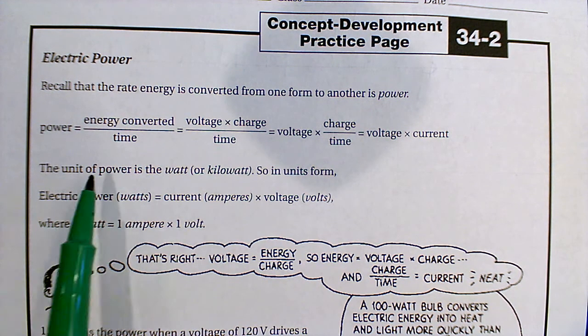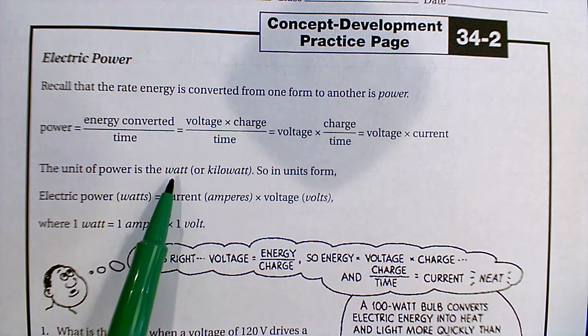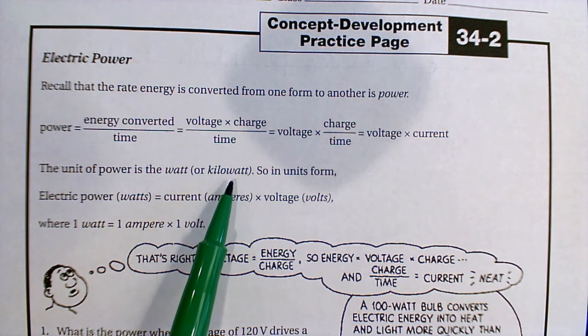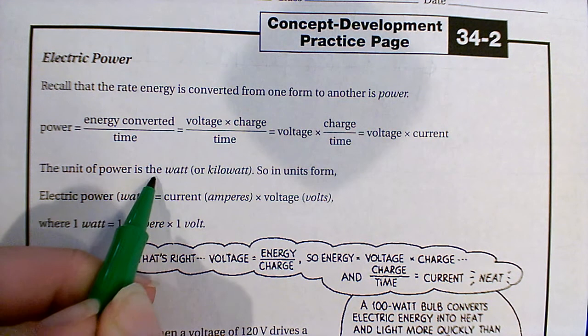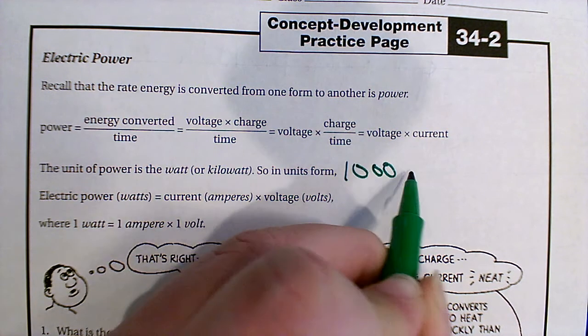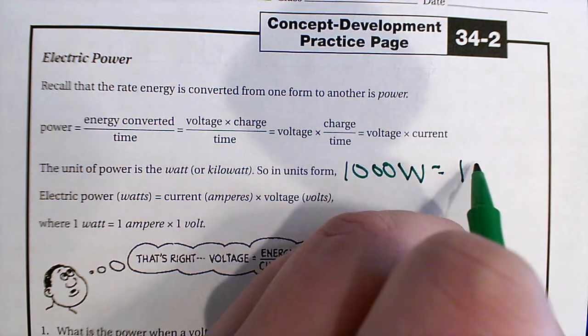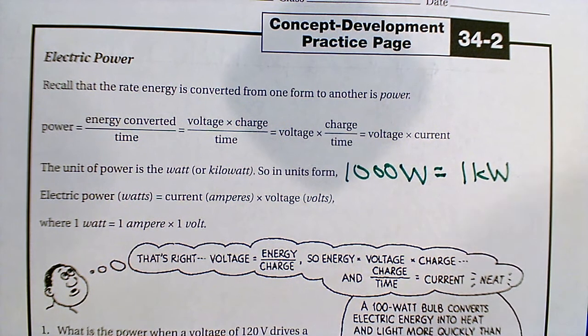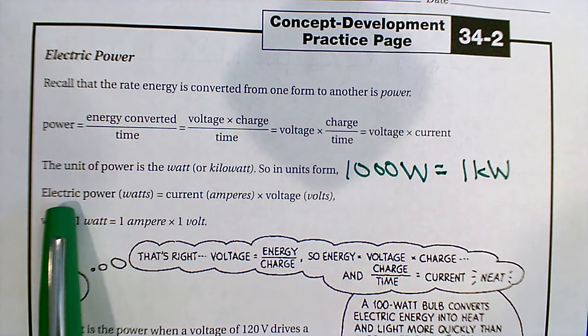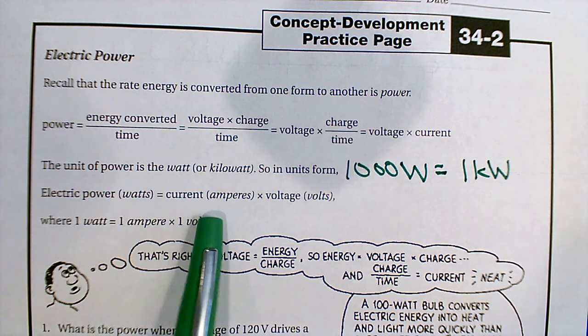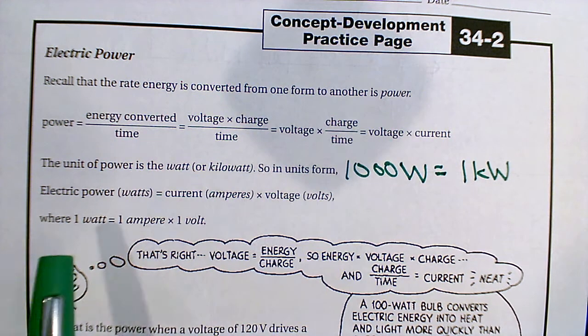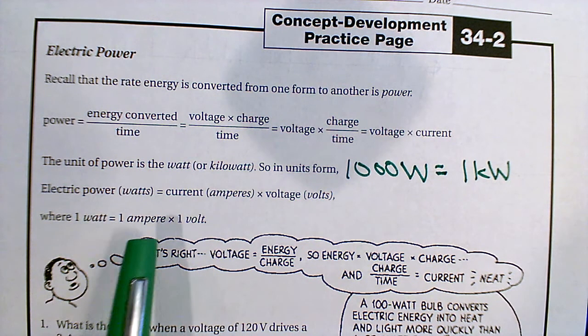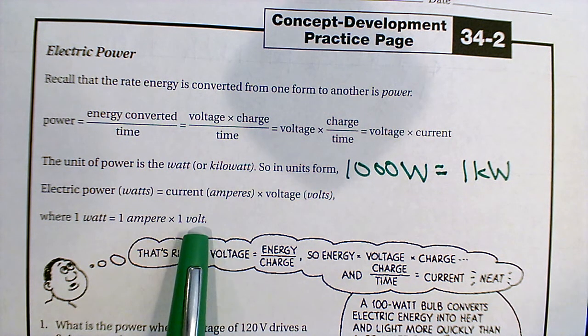So this is not a question, this is just kind of a refresher. The unit of power is the watt or the kilowatt. So remember, there would be 1,000 watts equal to 1 kilowatt. You may need that information a little bit later. And so then, of course, we have power in watts equals the current times the voltage, where 1 watt is 1 ampere times 1 volt.